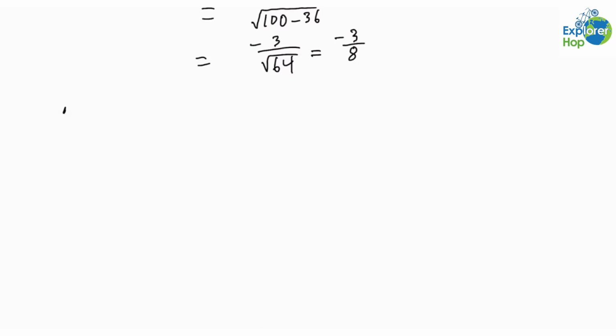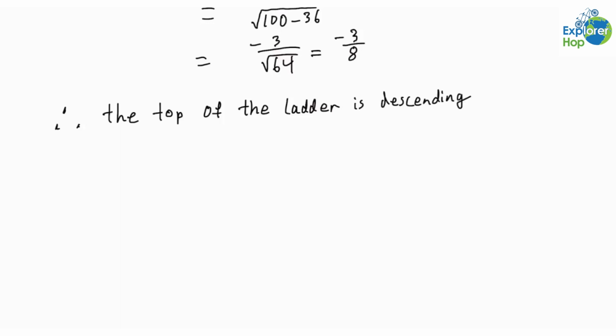So therefore, the top of the ladder is descending at a rate of 3 over 8 meters per second when the base is 6 meters away.